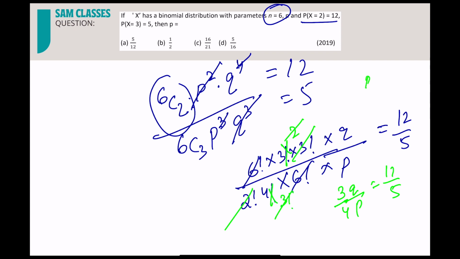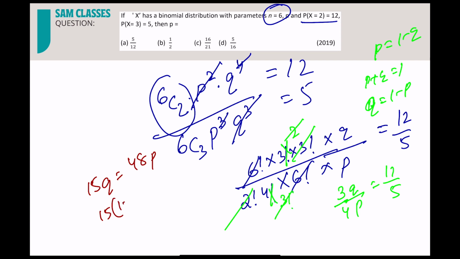We know p plus q is equal to 1. So we have to substitute either p is equal to 1 minus q or q is equal to 1 minus p. Whichever you want, you can take it and solve it. So you will get 15q is equal to 48p. Let's say I'm substituting here: 15 into q, which is 1 minus p, is equal to 48p.